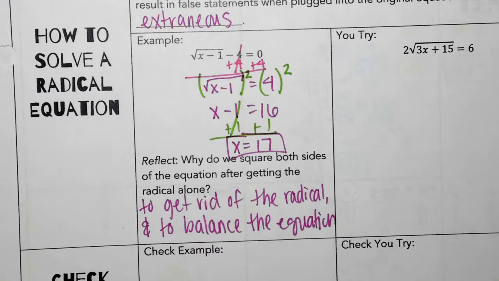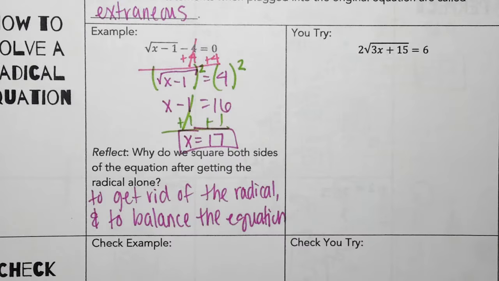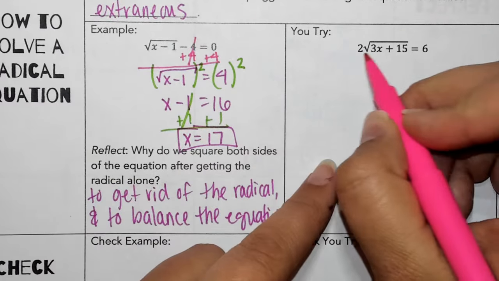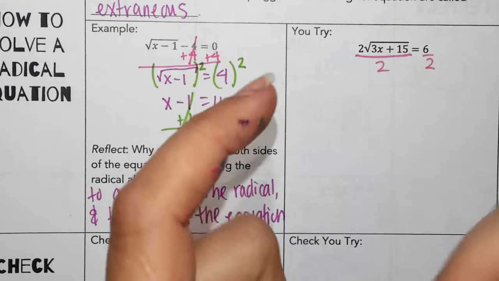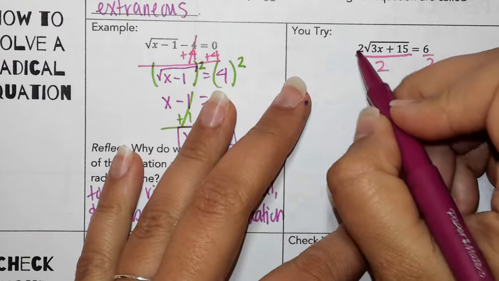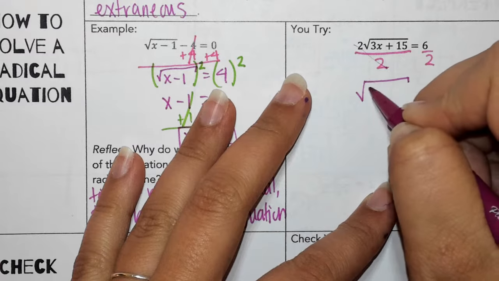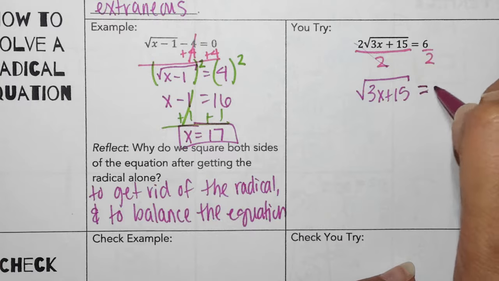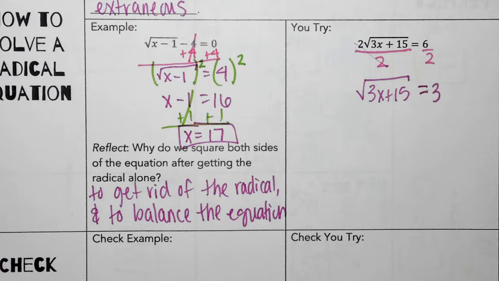Now let's look at this example on the right. Can anybody tell me what we should do first? Is the radical completely by itself yet? No. So how do we get rid of that 2 out front? Divide. Yes, look at you go. Divide both sides by 2. That cancels, so we end up with the square root of 3x plus 15 equals 30. Alright, finish it without me.